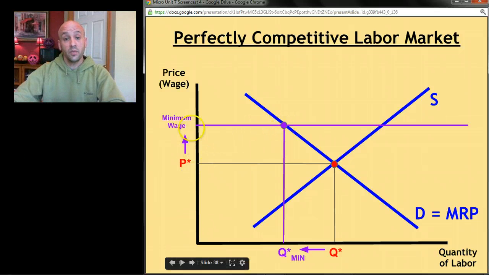So when we pass a minimum wage in a perfectly competitive labor market, the wage goes up, but we lose some amount of jobs. And so we said that there's a trade-off there. And if you are against the minimum wage, I think you can be against the minimum wage for altruistic reasons, right? You don't want to see jobs being lost.